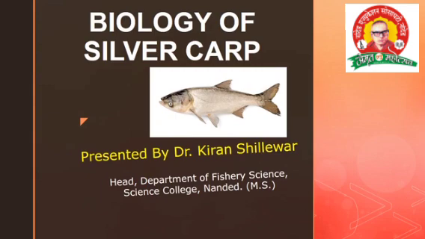Today we see the silver carp. But the question is, what is meant by carp? Carp means those fishes that don't have teeth, toothless mouth, called the carp. This is the simple definition. The toothless mouth is called the carp.